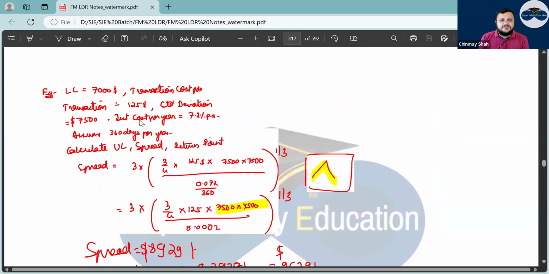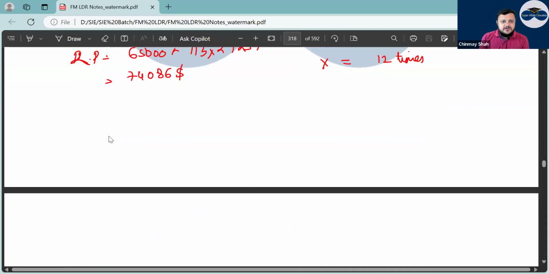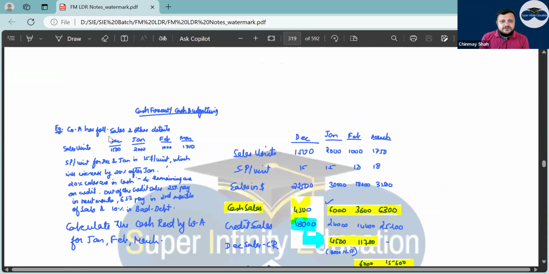Remember, when it says 7.2% per annum, you have to divide by 360. You have to divide 0.072 by 360. You will get a very small answer, 0.0002. Always change it to a number, correct? This is your Miller Orr model, correct?